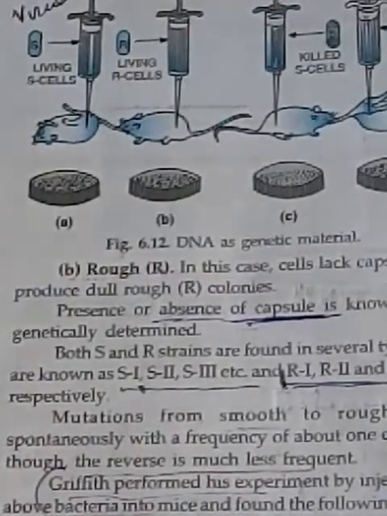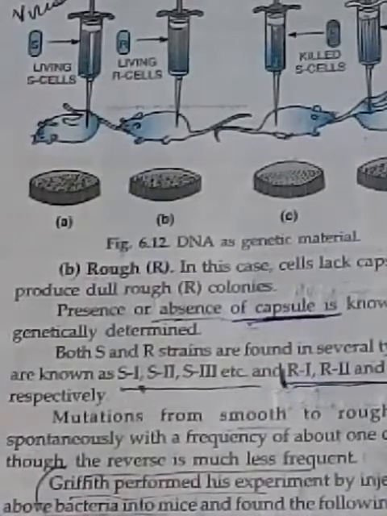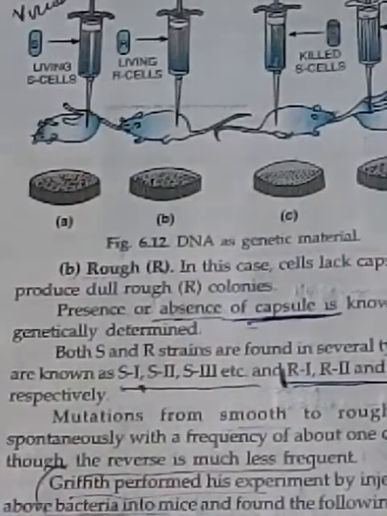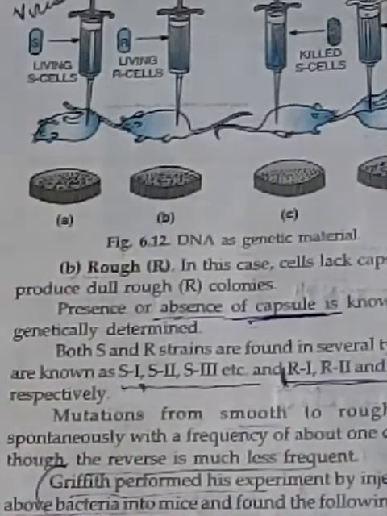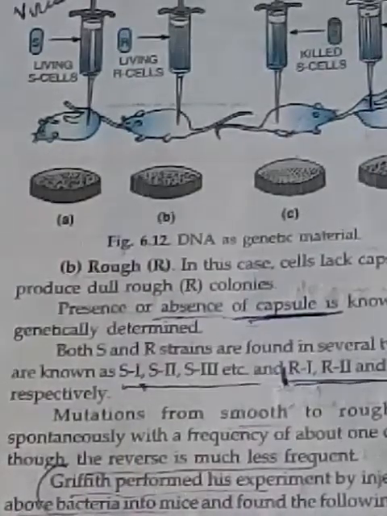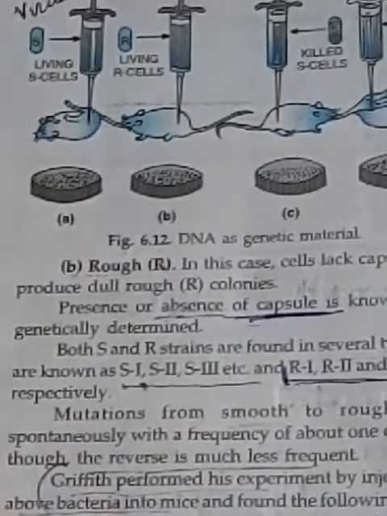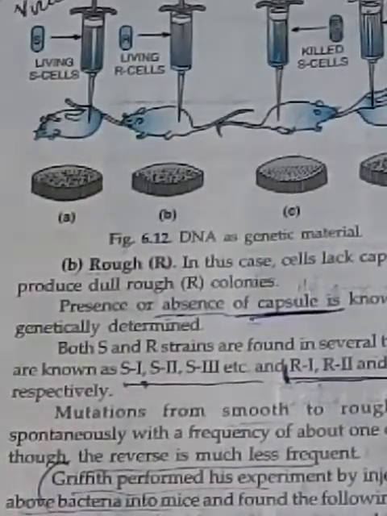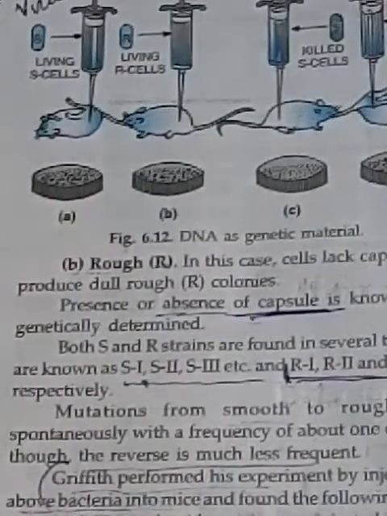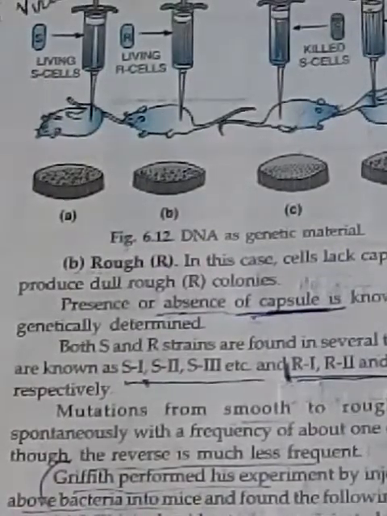The first experiment, which was given in 1928 by Griffith, is called the Griffith experiment. The diagram in front of you shows, and I will explain to you, that there is a transformation of one type of bacteria into another type of bacteria, showing that DNA is the genetic material.